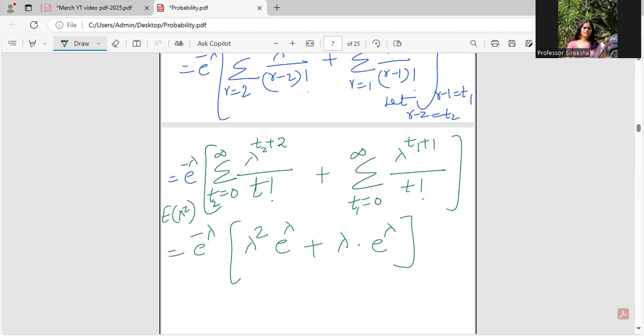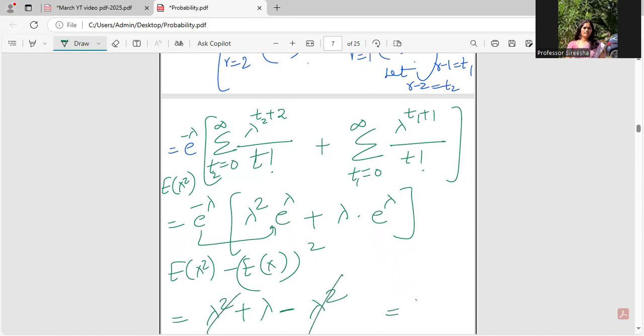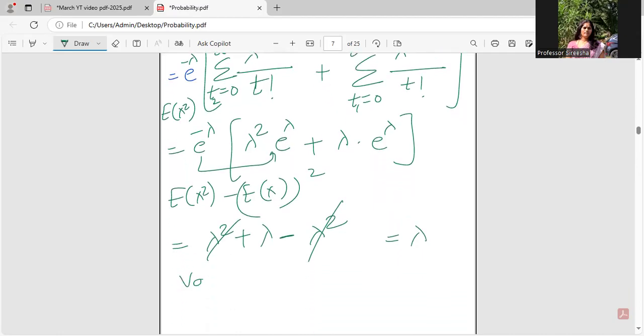Now variance is E of X squared minus E of X whole squared. So I'll put both the terms here. If I take this one inside, I'll be left with lambda squared plus lambda, and E of X whole squared would also be lambda squared with a negative sign. Both of them get cancelled and I'll get lambda. Hence variance and mean both for Poisson distribution are lambda only. I'll do some more things in the next video.